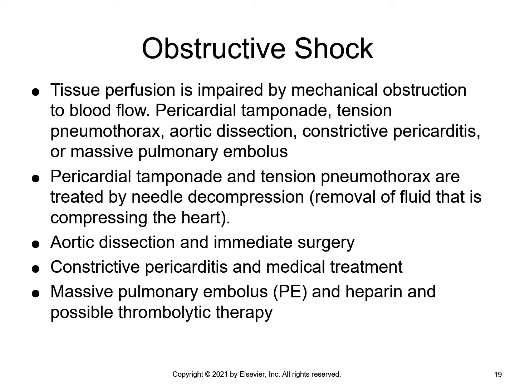Tissue perfusion can be impaired when there is a mechanical obstruction to the blood flow. Pericardial tamponade, tension pneumothorax, constrictive pericarditis. There is a physical obstruction that prevents adequate filling or emptying of the heart. An aortic dissection or massive pulmonary embolus. Here there is a problem in the blood vessel that prevents forward flow of blood.